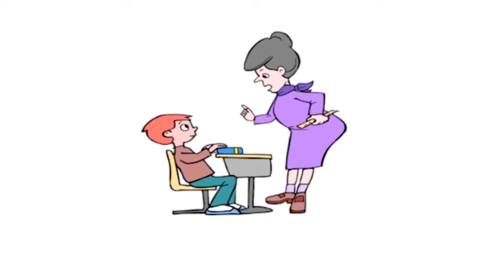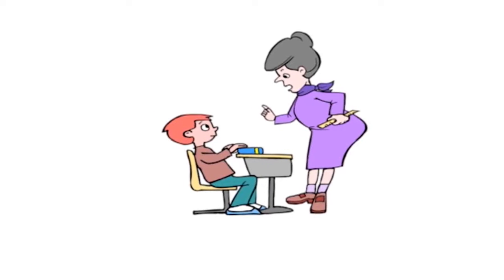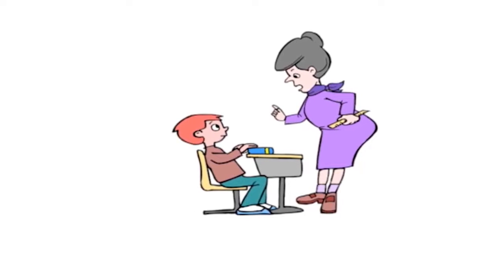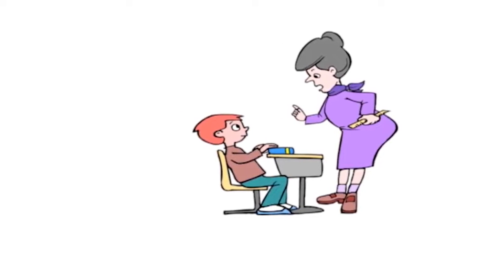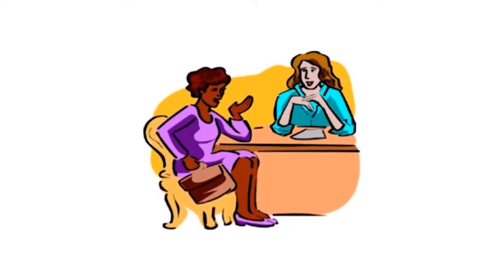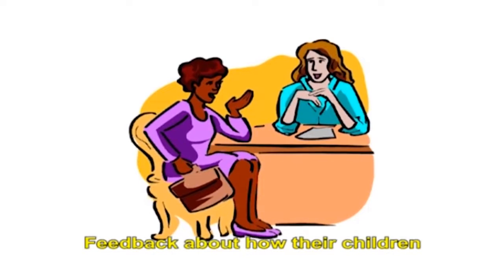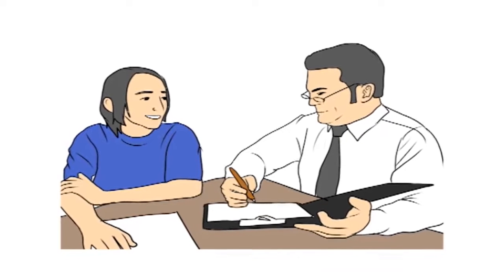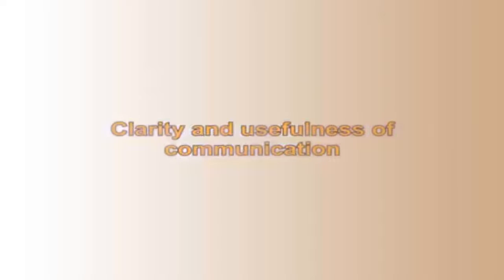Timeliness. Adults should make contact soon after a problem has been identified, so a timely solution can be found. Waiting too long can create new problems, possibly through the frustration of those involved. Consistency and frequency. Parents want frequent, ongoing feedback about how their children are performing with homework. Follow through. Parents and teachers each want to see that the other will actually do what they say they will do. Clarity and usefulness of communication.